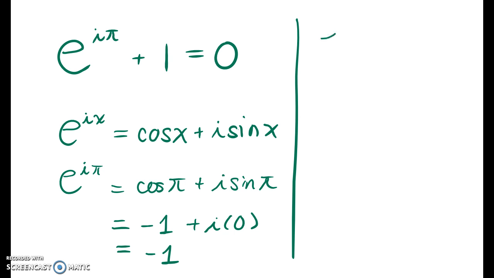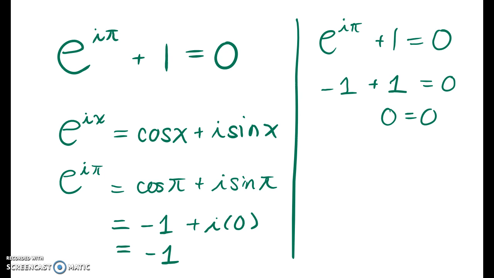So now we find that if e to the i pi plus 1 equals 0, we know that e to the i pi is equal to negative 1, so it follows that negative 1 plus 1 equals 0, and we find this to be true.